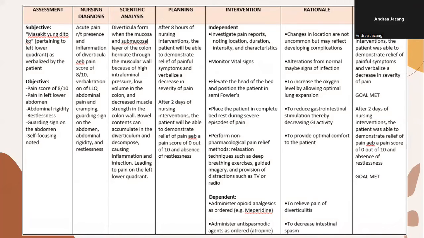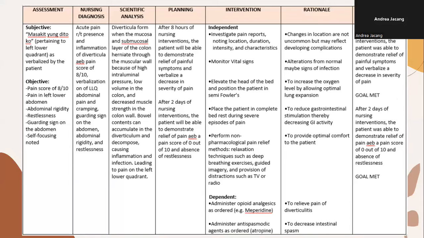For the independent nursing interventions, first is to investigate pain reports, noting location, duration, intensity, and characteristics. Changes in location are not uncommon but may reflect developing complications. Monitor vital signs. Alterations from normal may be signs of infection. Next is to elevate the head of the bed and position the patient in semi-Fowler's. This is to increase the oxygen level by allowing optimal lung expansion.